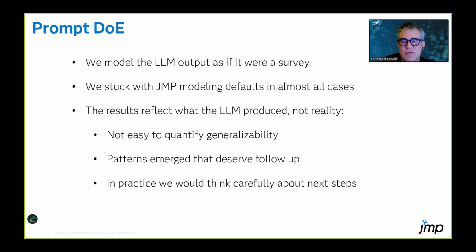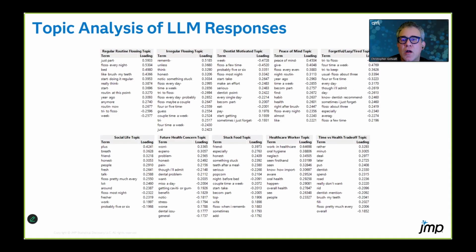All of the results reflect ChatGPT 5.2's idea of how subjects would respond, which is different from a real survey involving real subjects. So it isn't easy to quantify the generalizability of a surrogate survey, but sensible patterns emerge that would deserve follow-up after thinking through what results we should act on. With just a little bit of work in Text Explorer, we identified these 10 topics in the responses.